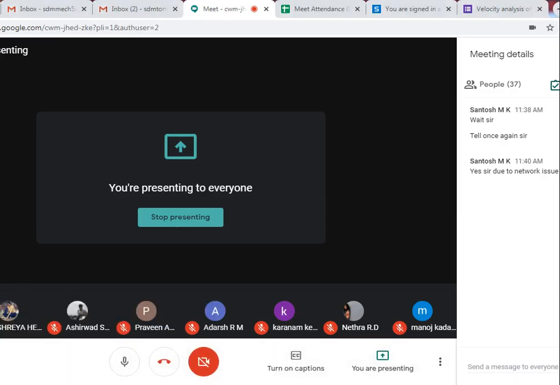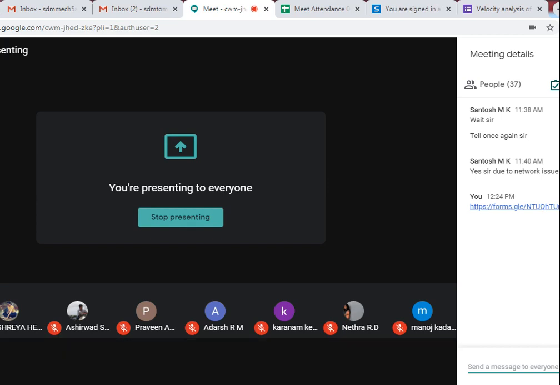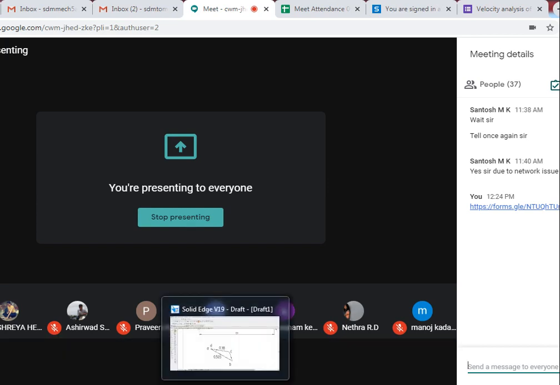I will post in the chat box. Use this link and upload the document of what you have done. Just take one photo, convert it to PDF, and upload that copy. The space diagram, velocity diagram and solution should be visible.